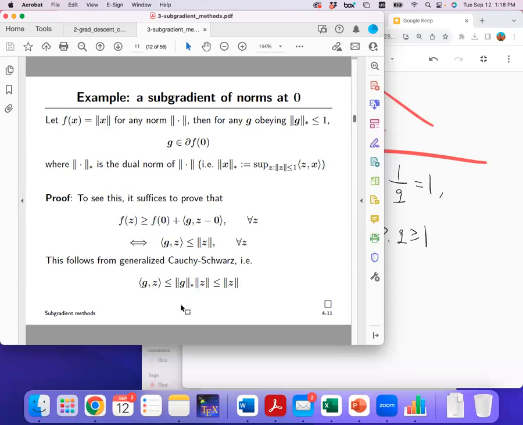And then you can see, as long as the dual norm of g is less than 1, we are guaranteed that this product will be less than or equal to the right-hand side. That is where this condition comes from. By this Cauchy-Schwarz inequality, the dual norm of g must be less than or equal to 1.